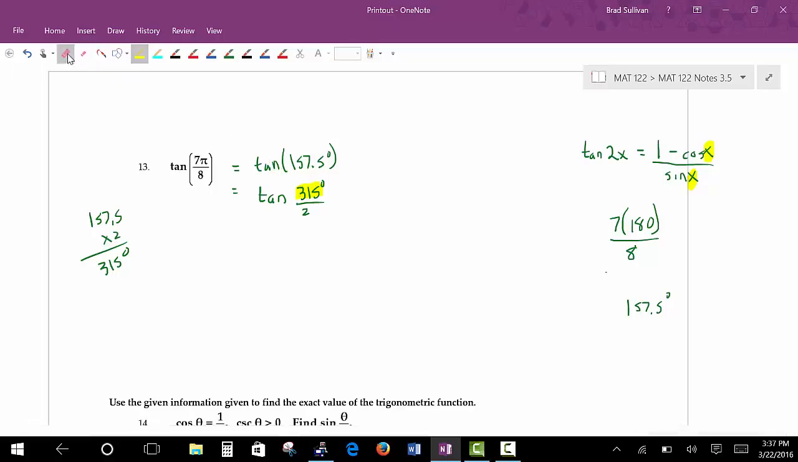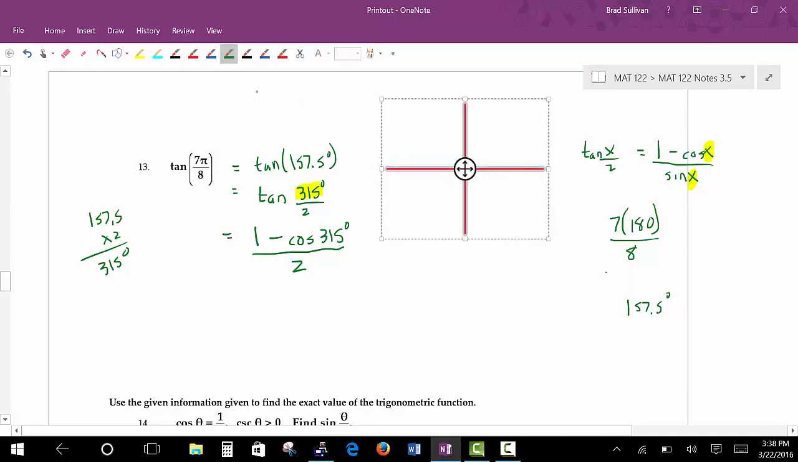Now I did notice I put a mistake on here. I just saw that. This should be the tangent of x over 2, so I apologize for that. Okay, so in the identity, notice there's no plus or minus in there, which is kind of good. So it's 1 minus cosine of 315 degrees over sine of 315 degrees. So we just need to look at our unit circle and figure out what's going on at 315.